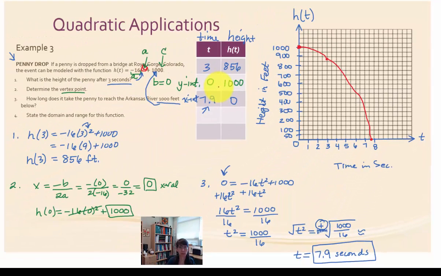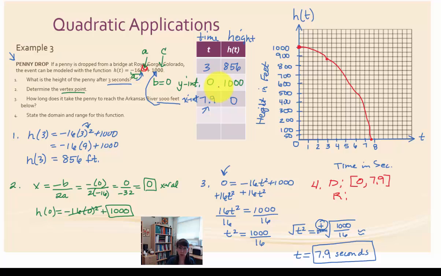Now that we have the ordered pairs connected, notice this is only part of our parabola. It's not the complete parabola because anything going on the left side would be negative time. So we're really only looking at a portion, and that's where domain and range come in. For question 4, our domain deals with time. So only from 0 to 7.9 seconds make any sense. Smallest to largest.